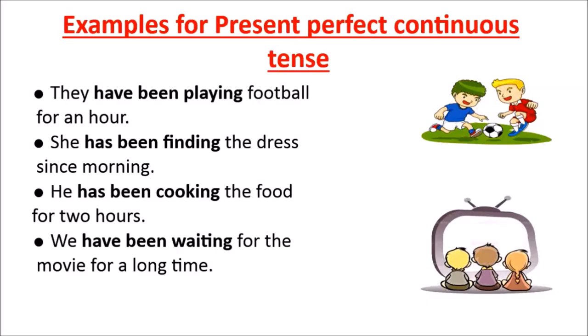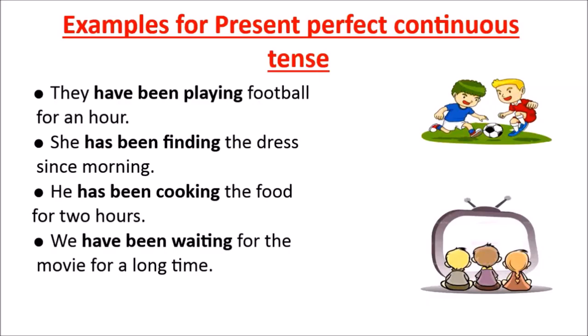Okay. So, look at the next example. She has been finding the dress since morning. So, she has been finding here refers to the point of time from which she started searching for the dress. From morning. From morning she is searching for the dress till now. Okay. So, this refers to a point of time in the past and the present. Yes.